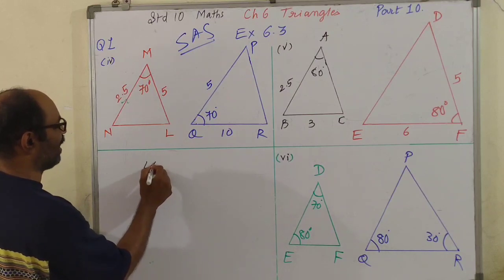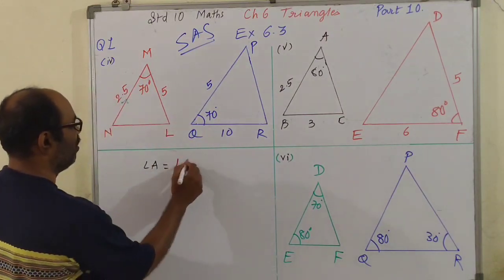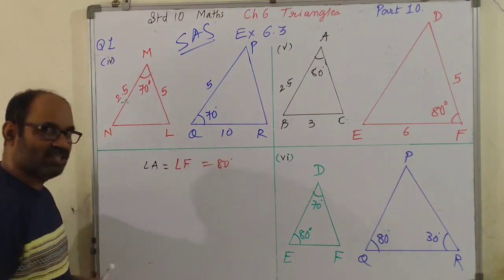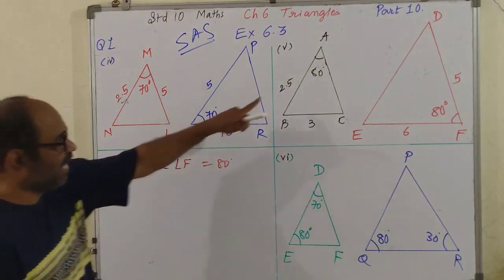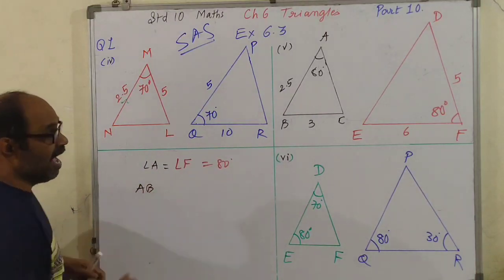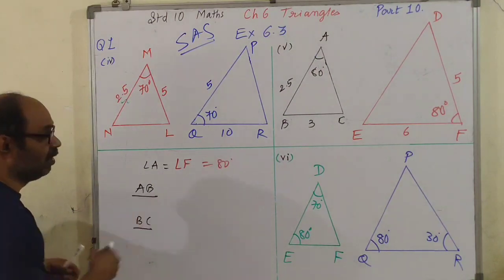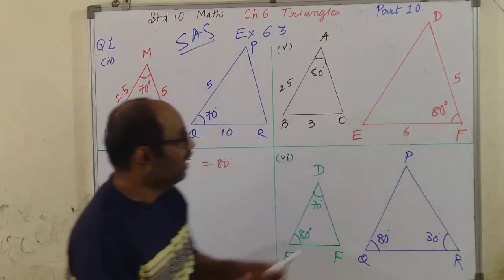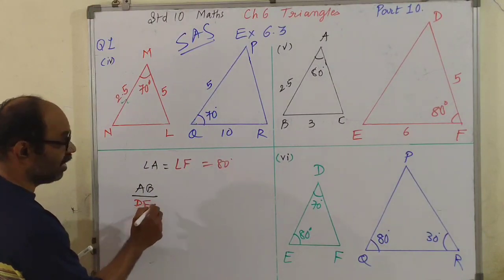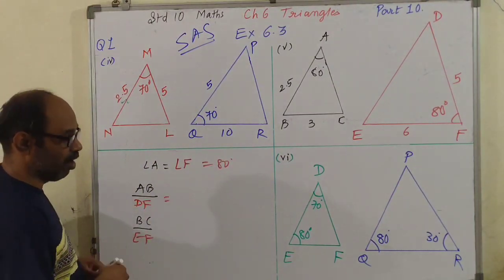Anyway, look here, be very careful. First, I write about the angle A. Angle A is equal to angle F, because both are 80 degrees each, so they are equal. Now the smaller side is 2.5, that is AB. And the other side is BC. We'll check upon. Here the smaller side is DF, and the larger side is EF. First let's check whether they are equal or what.